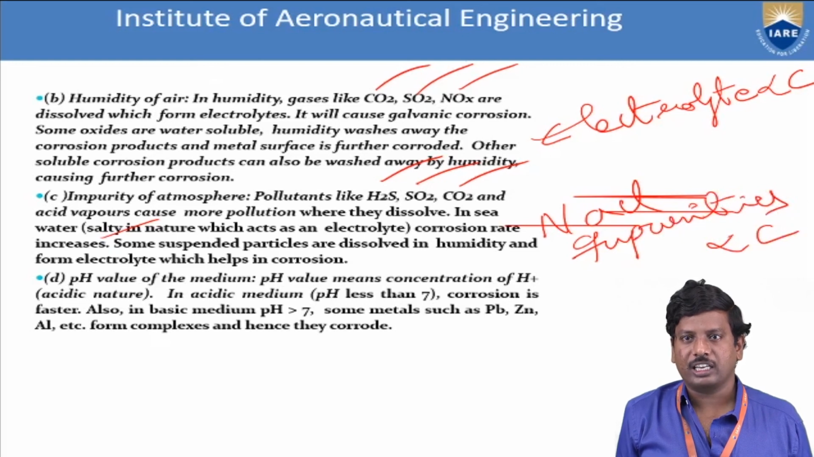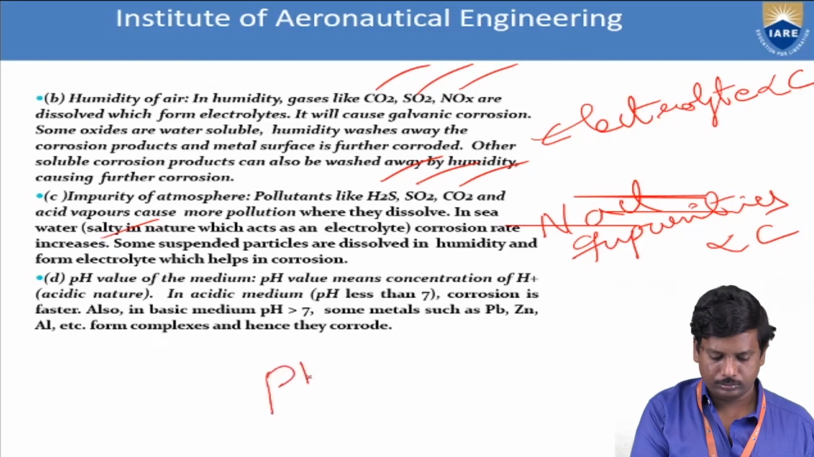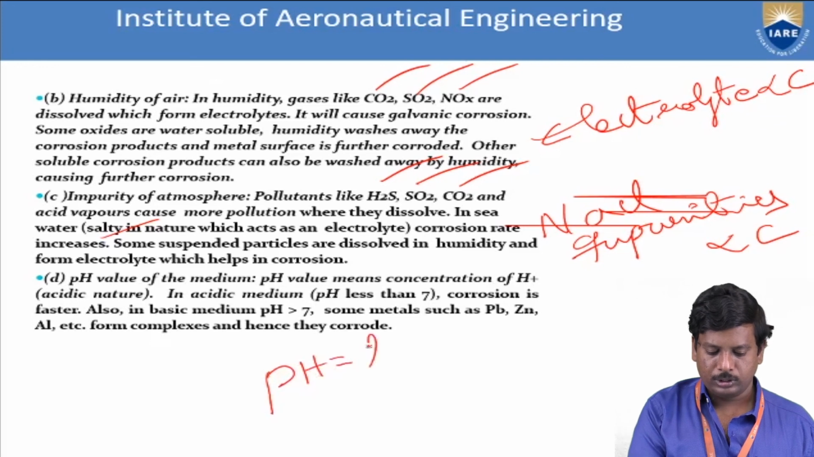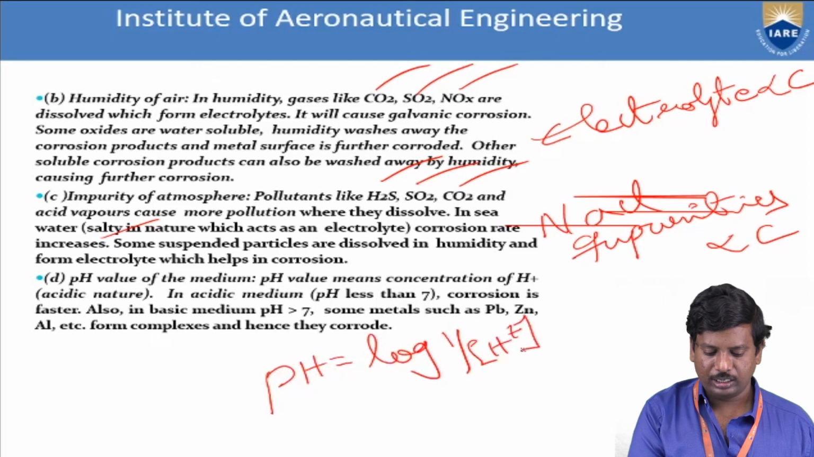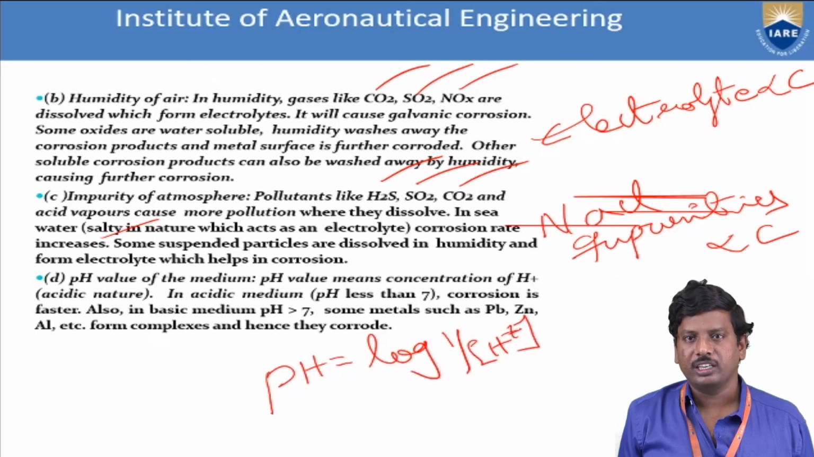And the final one is the pH value of the medium. The pH value means the concentration of H plus in the acidic nature. That means pH is defined as the reciprocal of the logarithm of the H plus ion concentration. That means the concentration of H plus ion is inversely proportional to the pH.